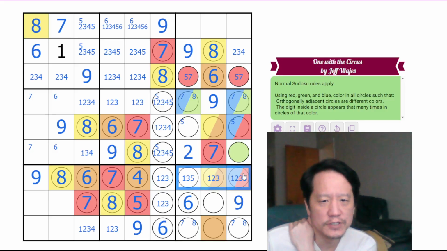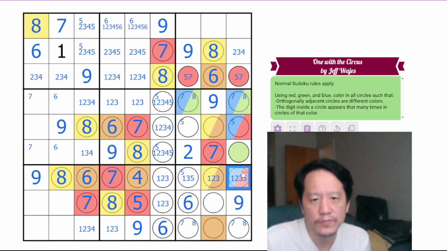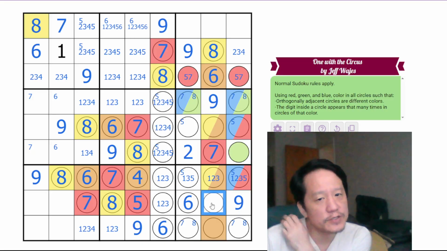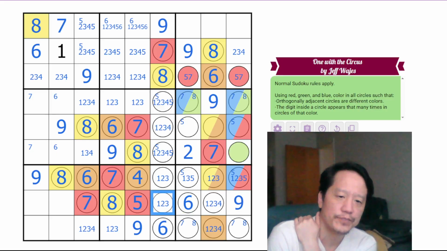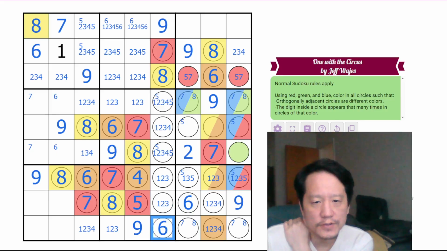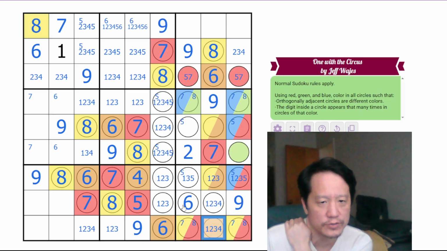Where is the contradiction here? 5 is one of these two. So this must be 1, 2, 3, or 4. This is orange. So this is red or yellow. Red or yellow here, which is why this had to be orange also.